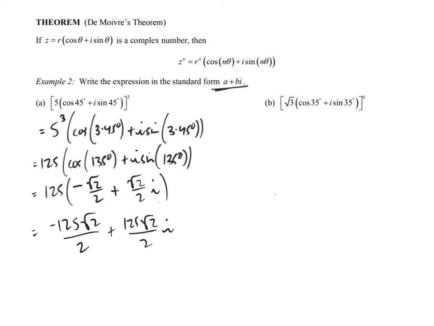Okay, in letter B, we're going to do the exact same thing. So we're going to raise this complex number to the 6th power. And so using de Moivre's theorem, that's going to be square root of 3 to the 6th multiplied by cosine of 6 times 35 plus i sine of 6 times 35. Okay, square root of 3 to the 6th power.